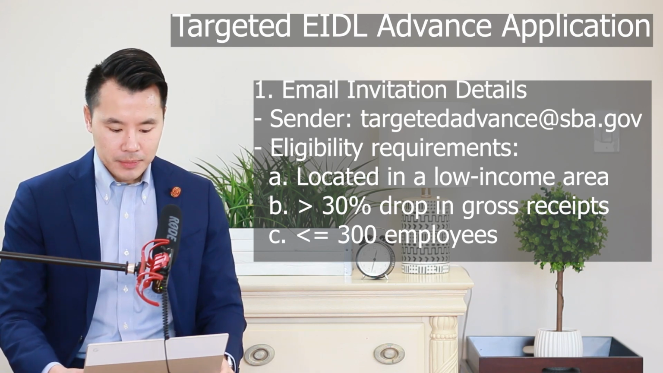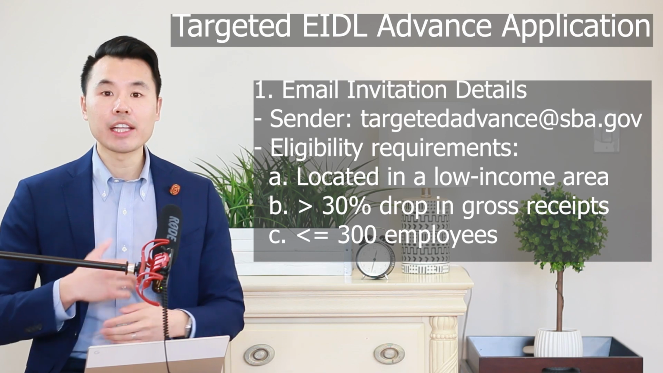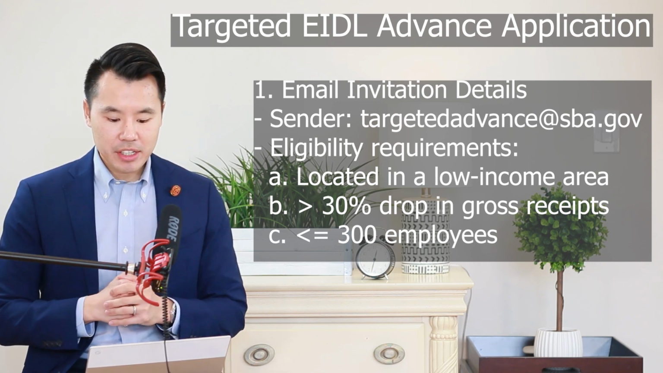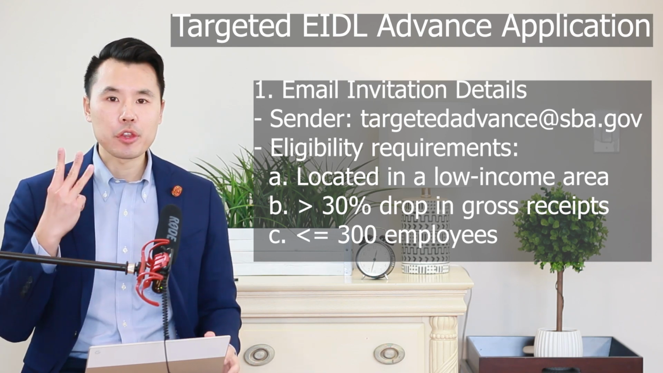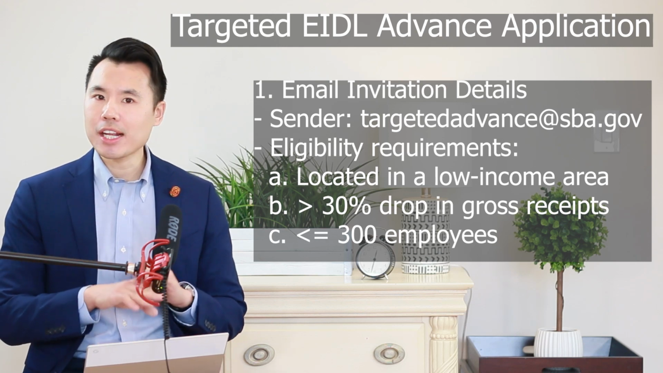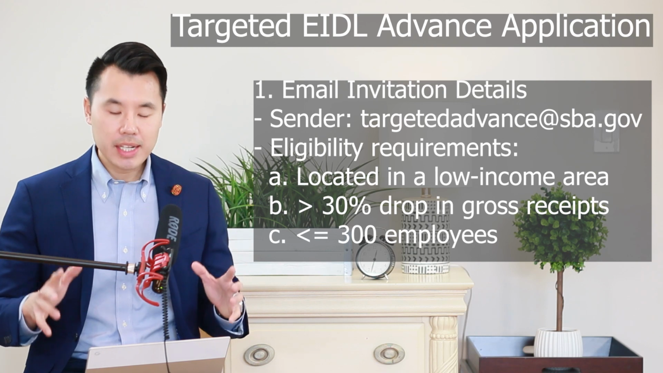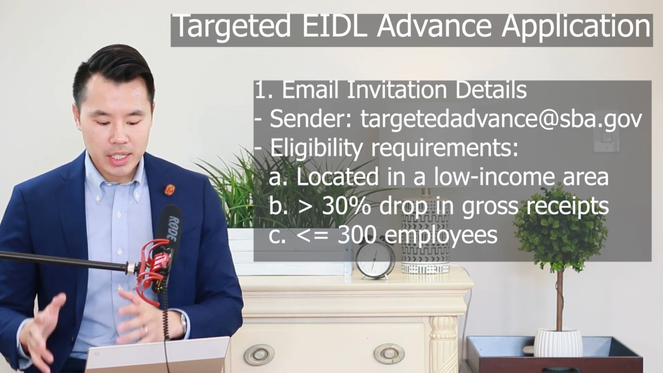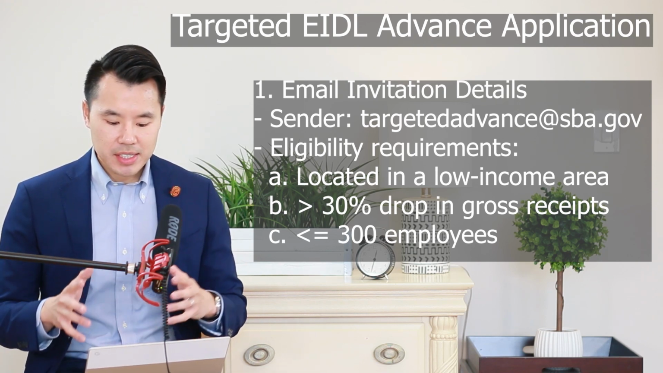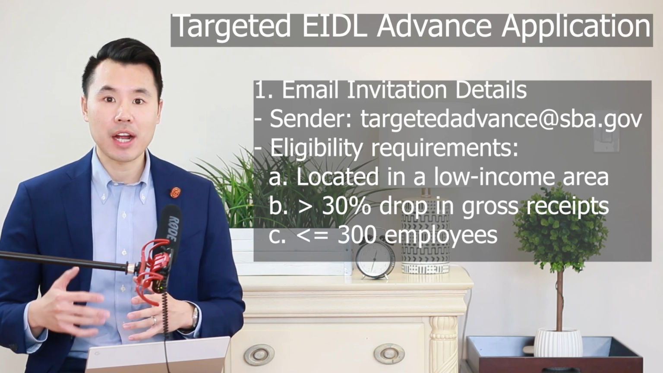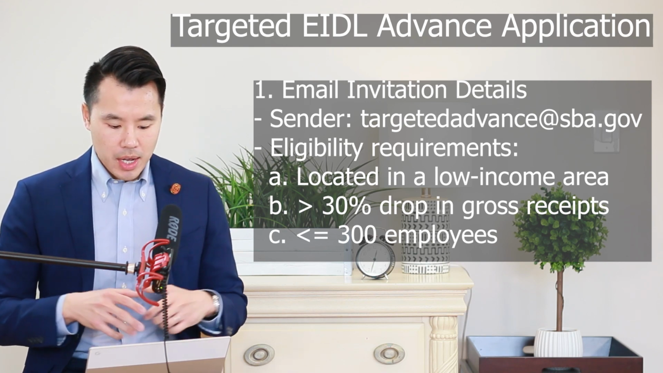The email also goes over the eligibility of the targeted EIDL advance, and you must meet all three of these qualifications, not just one or the other. It has to meet all three. The first one is, once again, you have to be located in a low-income community, as defined in Section 45E of the IRC, or Internal Revenue Code.